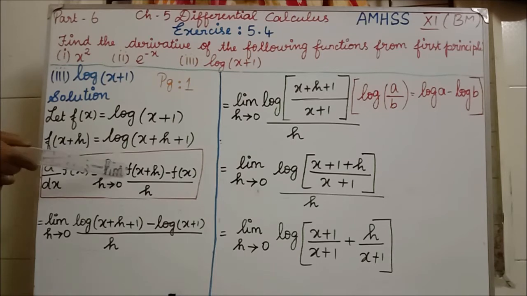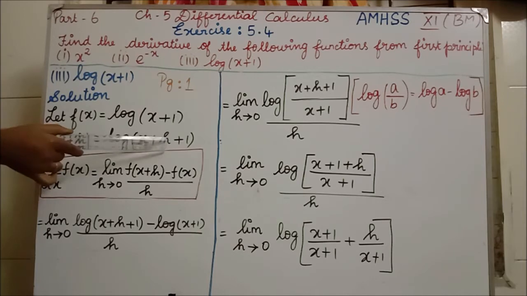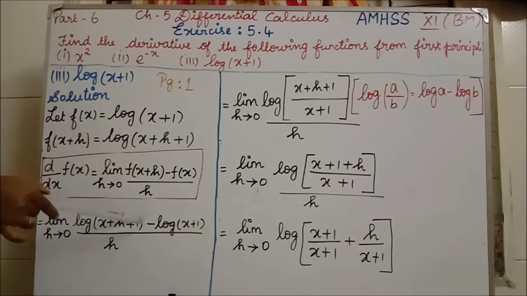Isn't it? f(x+h) is nothing but log(x+h+1). Clear? Limit h tends to 0, the same you have to write. f(x+h) value is what? log(x+h+1) minus f(x) value, which is log(x+1), divided by h.